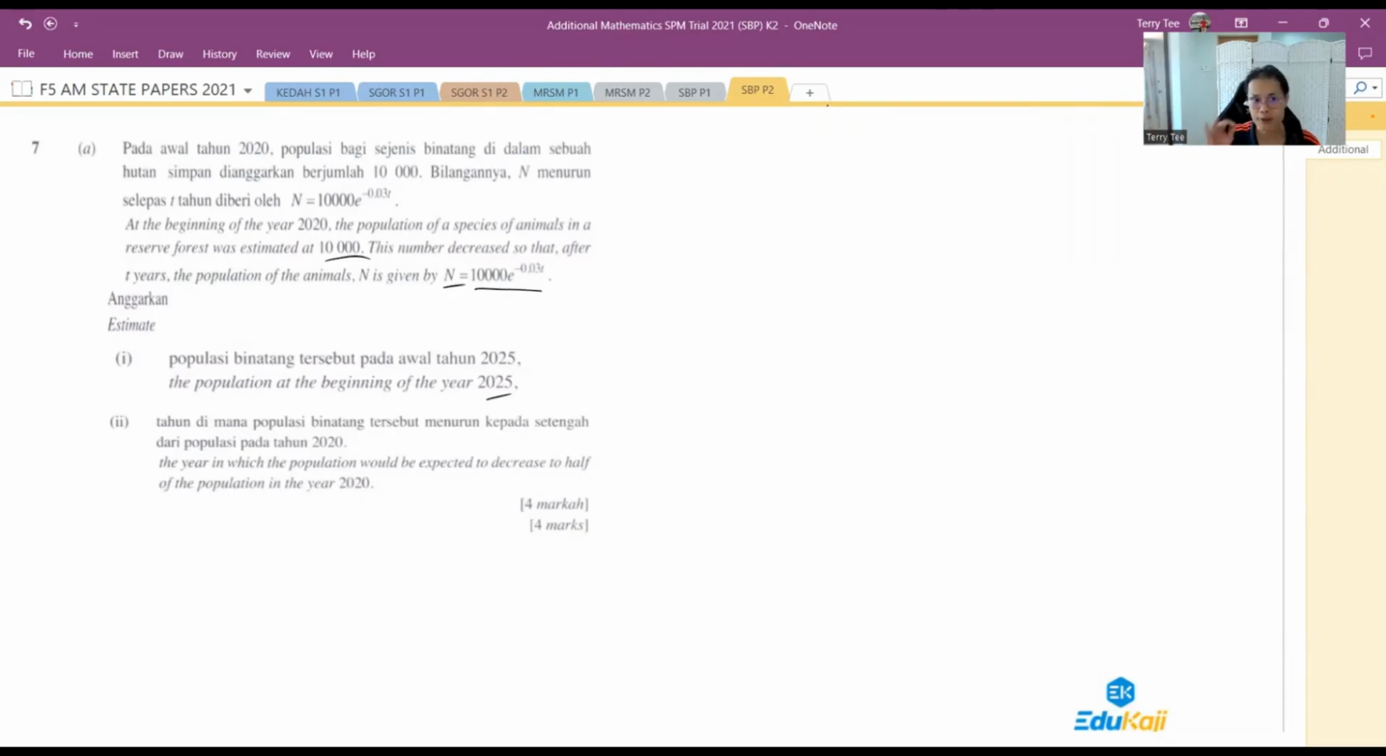Now 2020 is when you start the clock. When T equals 0, the year was 2020. So for the year 2025, you need to identify what your T value is. Your T value is 2025 minus 2020. The difference is 5 years, right? So after 5 years, we want to find the population of the species. So your N is now 10,000 e to the power negative 0.03 times 5.